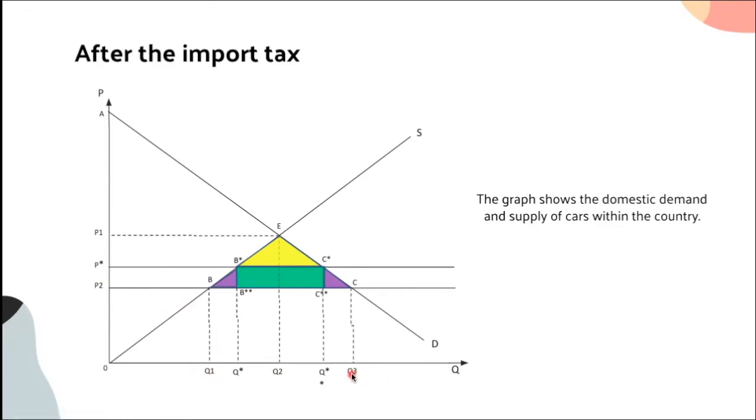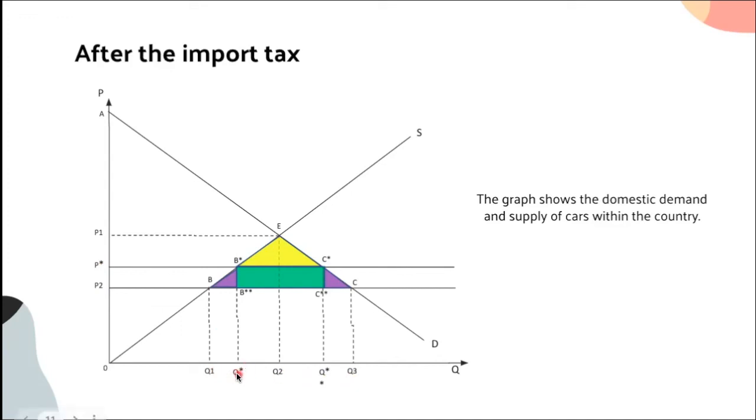After the increase in import tax, the car price increased from P2 to P star, causing consumers to reduce their consumption from Q3 to Q double star. As the price of cars increased due to the import tariff, the domestic market price increased, thereby incentivizing manufacturers to produce more cars, from Q1 to Q star.